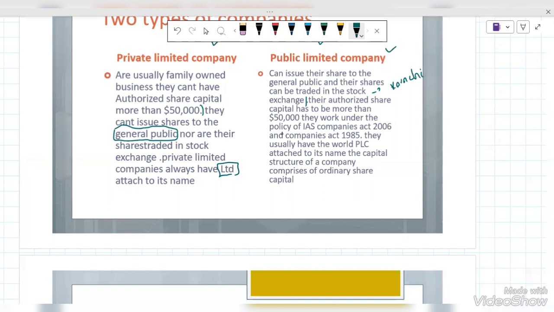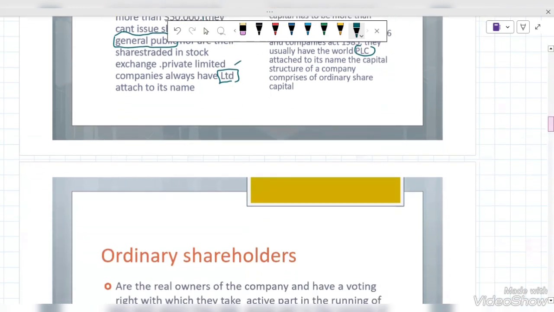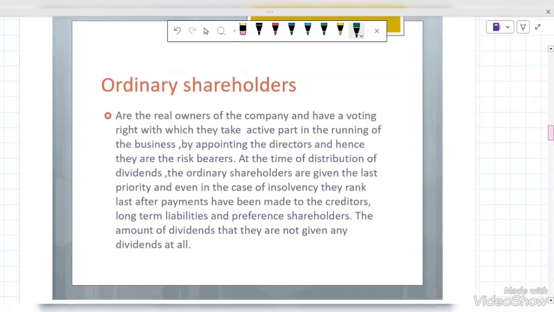They work under the policy of the Companies Act 2006 and Companies Act 1985, and they usually have the word PLC attached to their name. I already discussed this: if it is a public limited company, it will end with PLC, and if it is a private limited company, it will end with LTD. So this is the main difference between both companies.